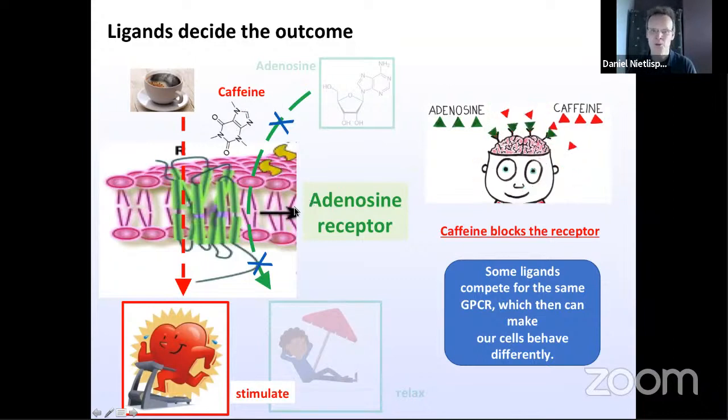And caffeine is also a ligand for the adenosine receptor. In fact, caffeine is a little bit mean because it binds stronger to the adenosine receptor than the adenosine itself. And so it displaces adenosine and takes over the control of this receptor. Now, what caffeine does is it stimulates. In contrast to adenosine leading to relaxation, when we have caffeine binding this receptor, it leads to stimulation. So here we see a very nice example that sometimes we have several ligands which can compete to bind the one and the same GPCR, but with a different cellular outcome.